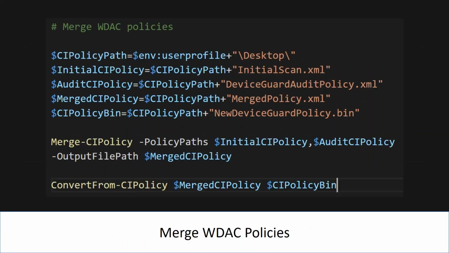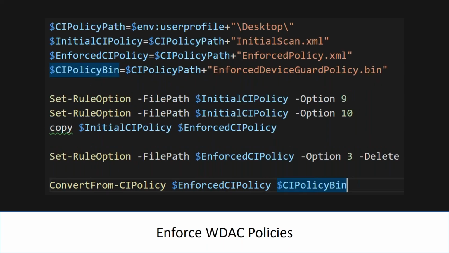So we have those two policies that we just merge together. Okay, so again, you can see here that I set out all of my file names and my file path. So I've got the initial XML policy, the policy that we created from the event log audit, and I'm going to create a new XML, merge them together into merged policy XML, and then finally I will convert that merged policy XML into a bin file, which I can send to my group policy object. And that's all there is to it, really.